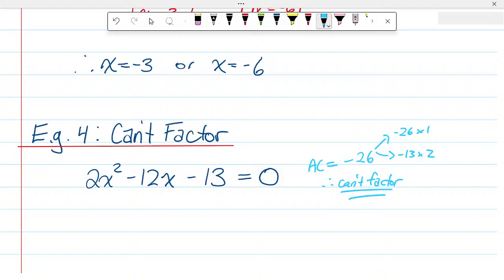x equals negative b plus or minus the square root of b squared minus 4ac all over 2a.